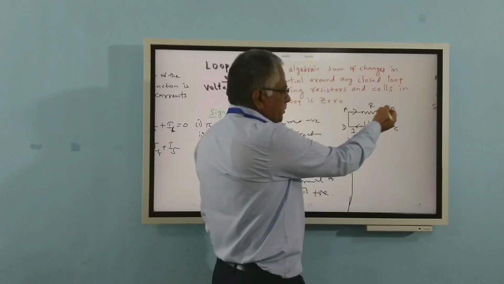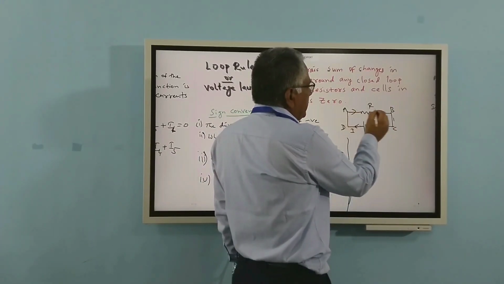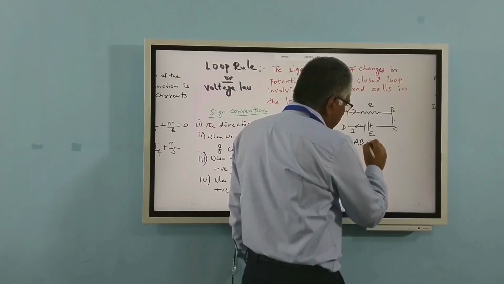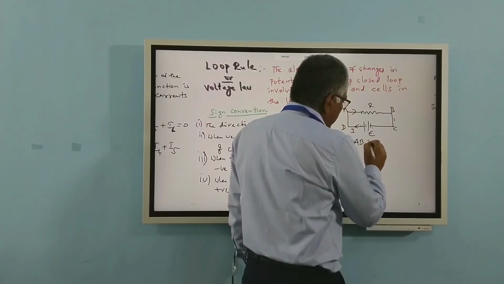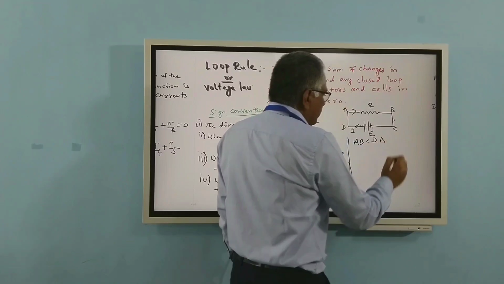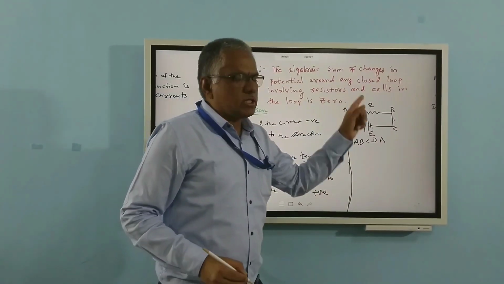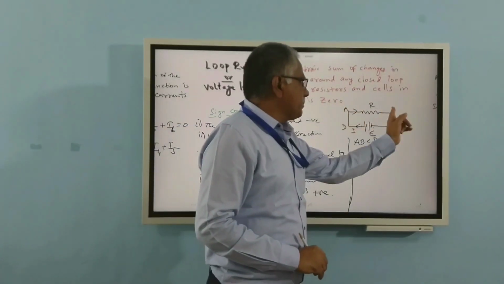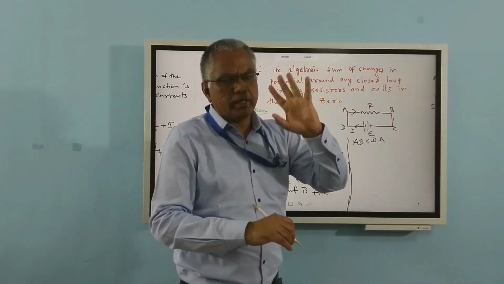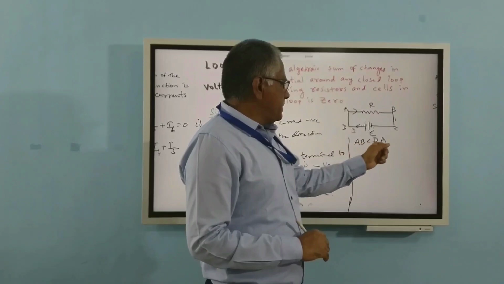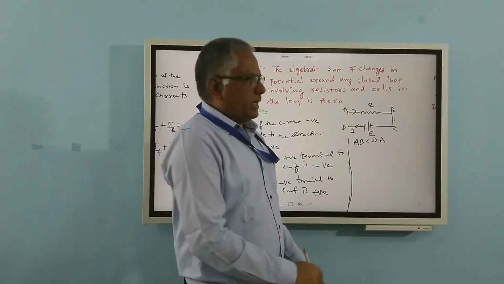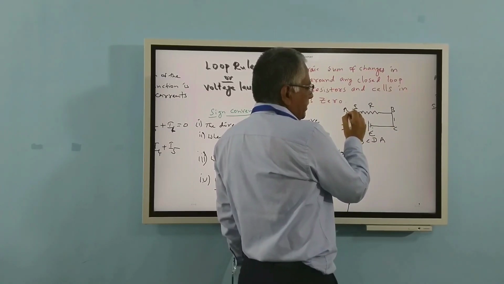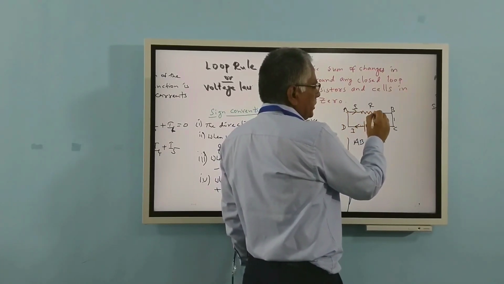Now in this one, suppose you apply, let us say, the loop A, B, C, D, A. You must make sure the start point and end point are the same. Where we start from, we have to end at that point. It is not necessarily A, we can take B, C, D, E, any point, there is no problem. Here, A, B, C, D is the loop if I take. I move from A along the resistance.